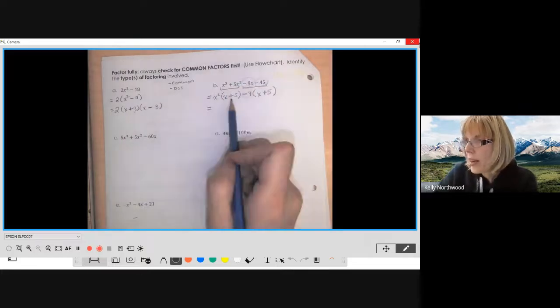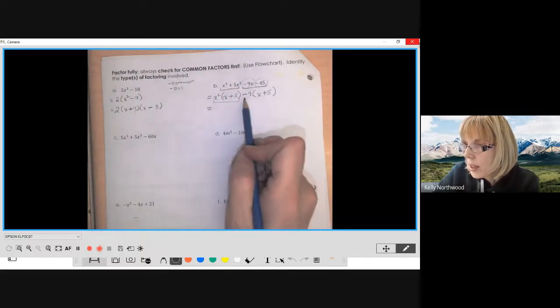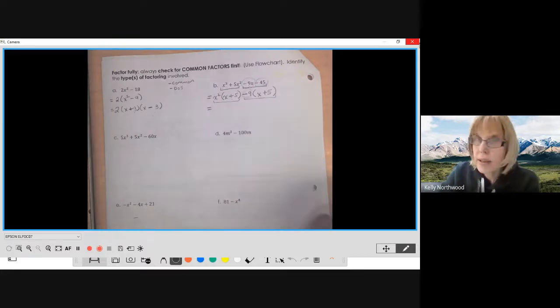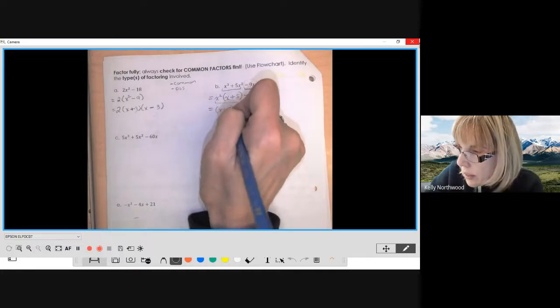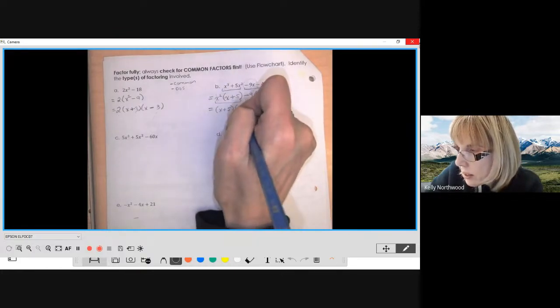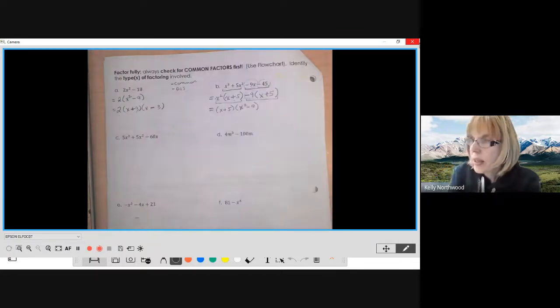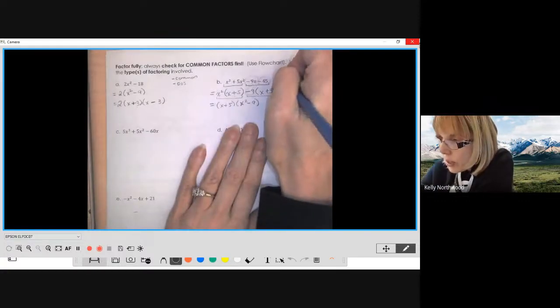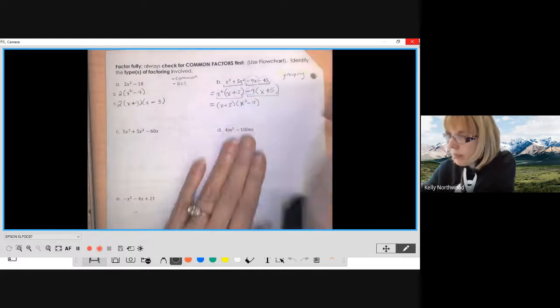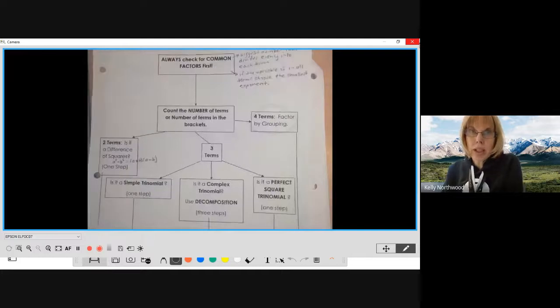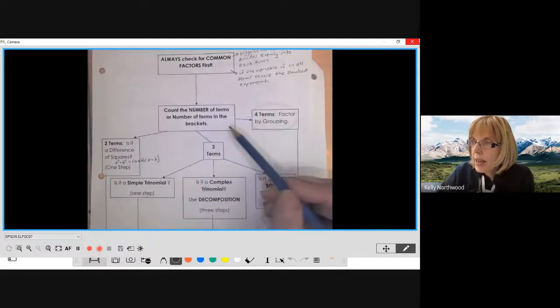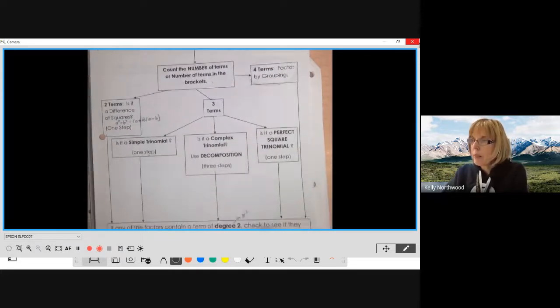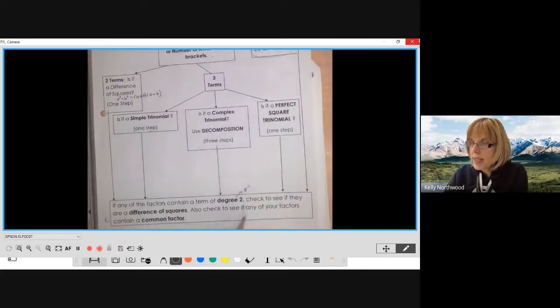And then look what happens here. I get this common binomial. So if I look at this as one chunk and this as another, x plus 5 is in common. And then the leftovers, x squared minus 9, form the other factor. Now, before we follow the flow chart a bit more, what did we use here when we had 4 terms? We used grouping. All right, so looking at my flow chart, I checked for a common factor, there wasn't any, counted the terms, there were 4, so I factored by grouping. But now it sends me down to the bottom of the chart, where it says if any of the factors contain a term of degree 2, which means an x squared, check to see if there's a difference of squares.